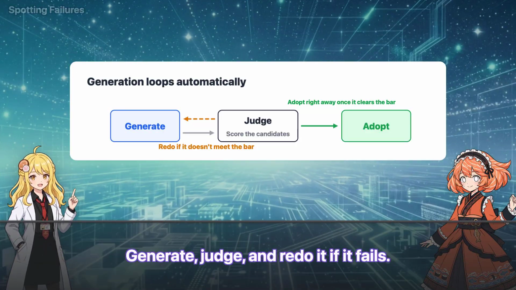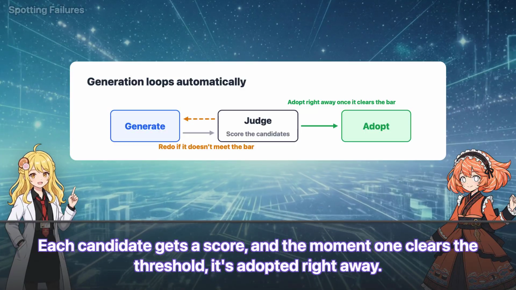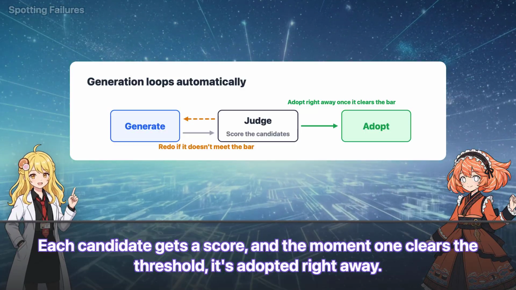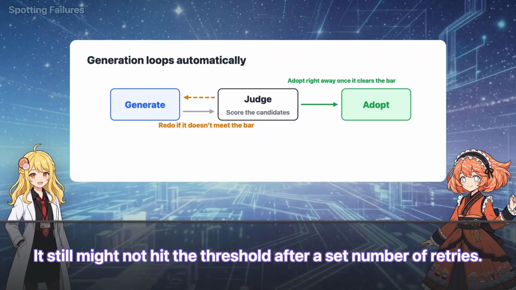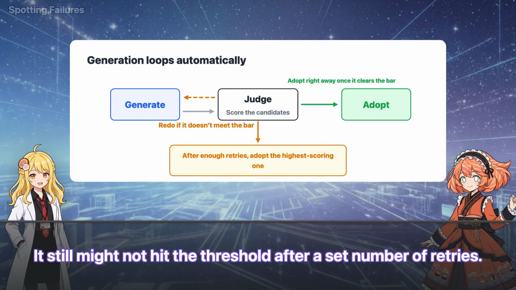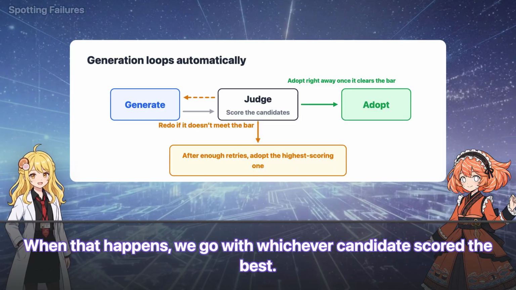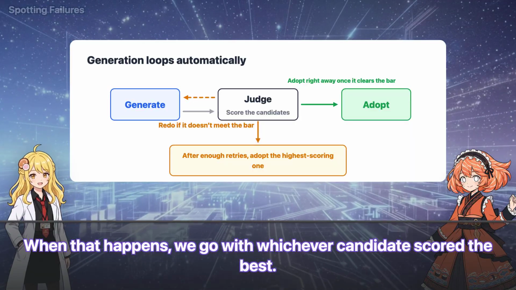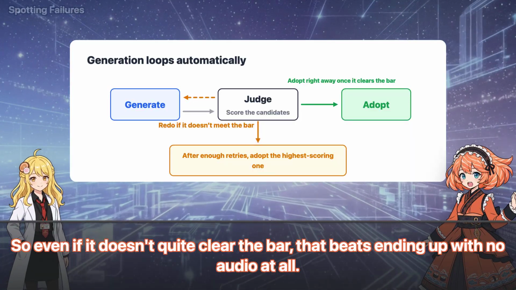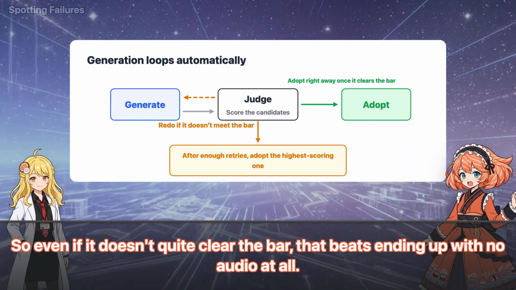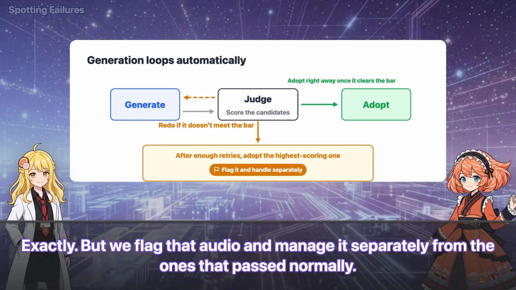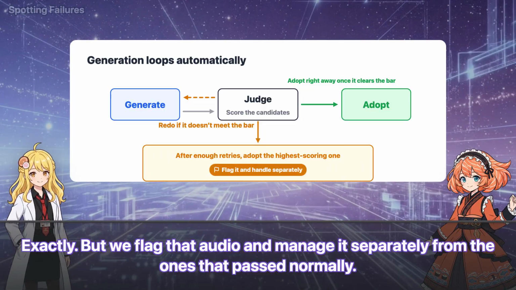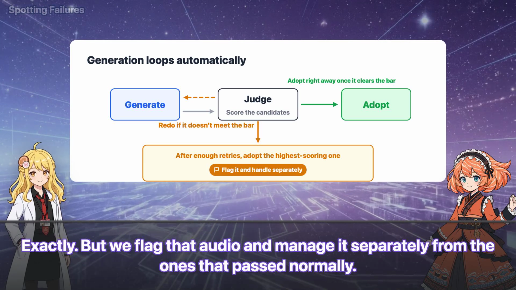Generate, judge, and redo it if it fails. Each candidate gets a score, and the moment one clears the threshold, it's adopted right away. It still might not hit the threshold after a set number of retries. When that happens, we go with whichever candidate scored the best. So even if it doesn't quite clear the bar, that beats ending up with no audio at all. Exactly, but we flag that audio and manage it separately from the ones that passed normally.